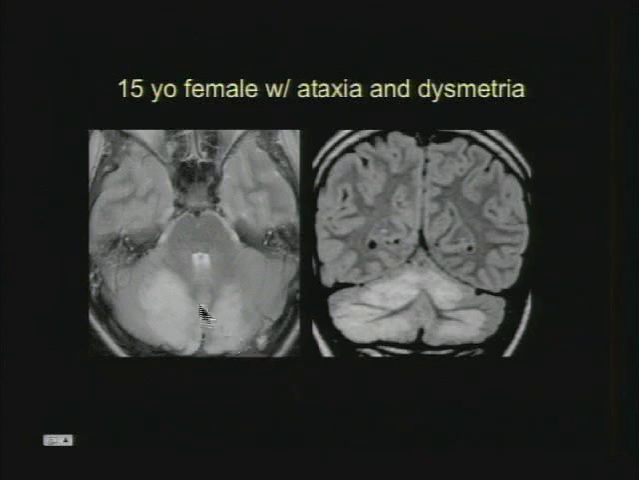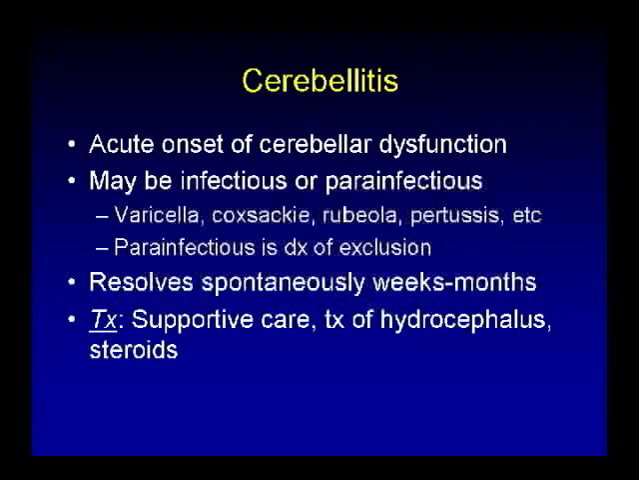And you see on the axial T2 weighted sequence, T2 hyperintensity and mass effect in the cerebellar hemispheres, also in the coronal FLAIR, and this is cerebellitis. Key that this is either infectious or para-infectious, but resolves spontaneously, so the treatment is really supportive.